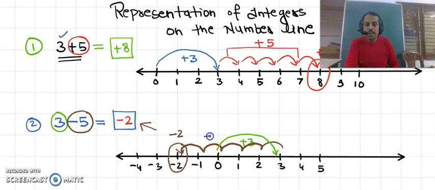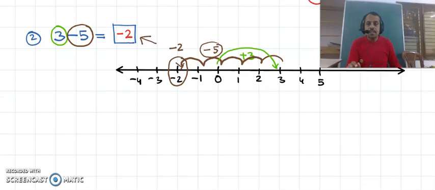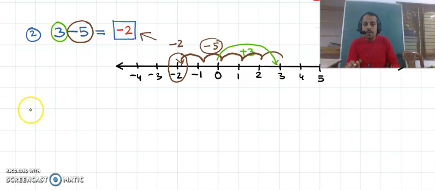So here we have done how many jumps? Minus 5. That means we have done 5 jumps to the negative side. So this has been understood. Now let us move towards another example. Example number 3. Let us move a little bit faster.